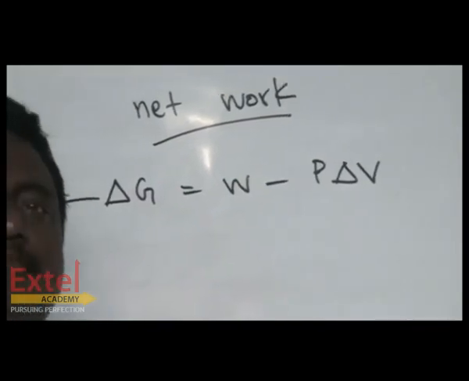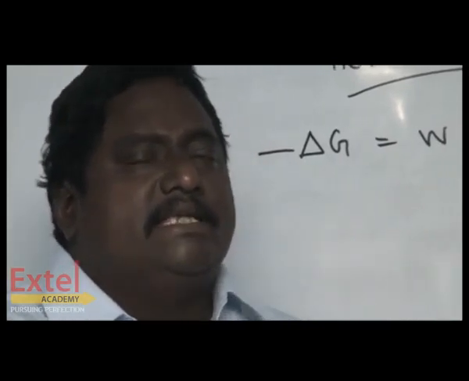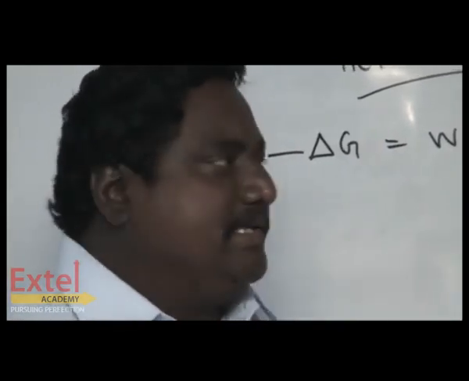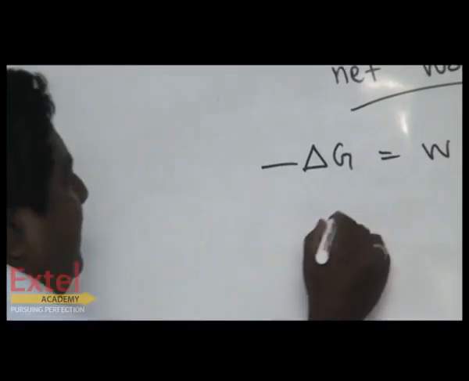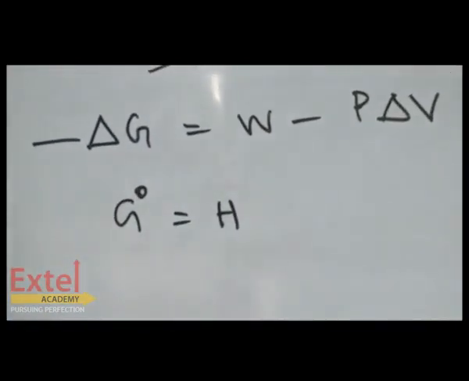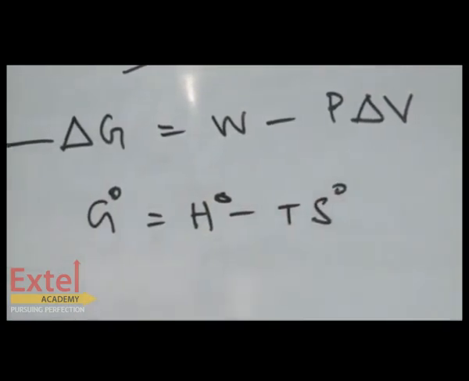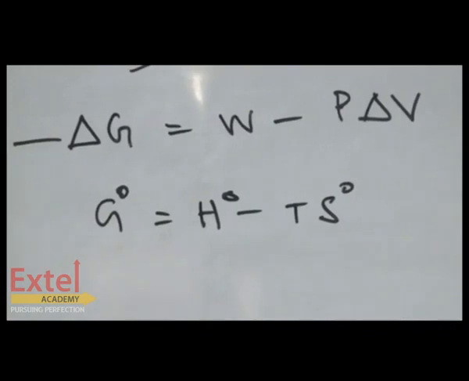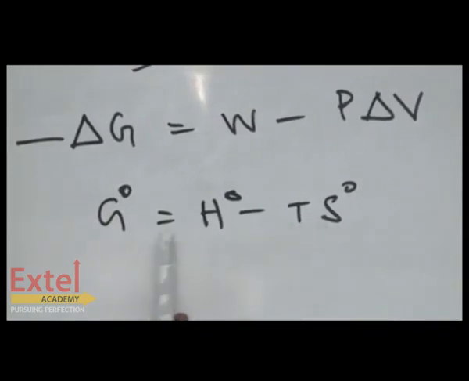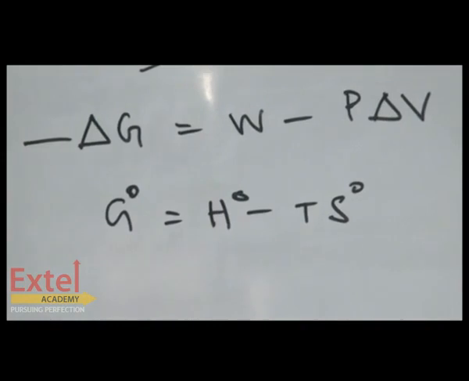I have told you about standard value. Standard value means anything measured at 25 degrees C. Standard free energy can be written as H naught minus T S naught. The naught, the power, as a degree-like symbol, indicates that they are in standard state. So G naught equal to H naught minus T delta S naught.